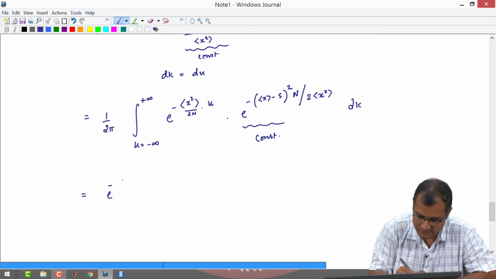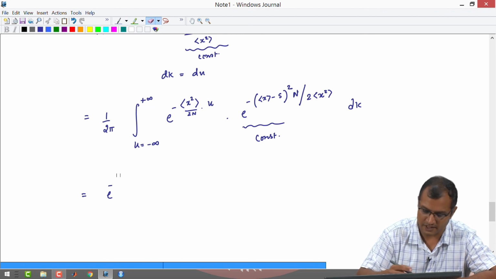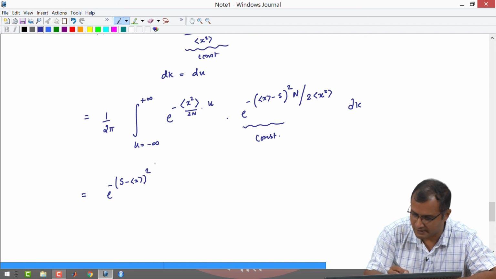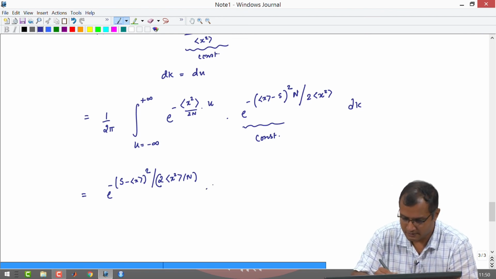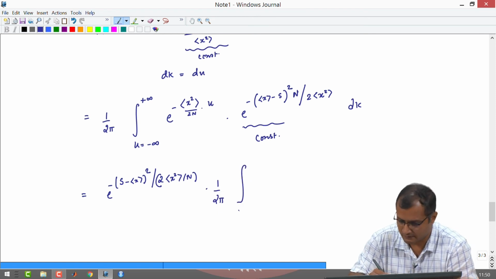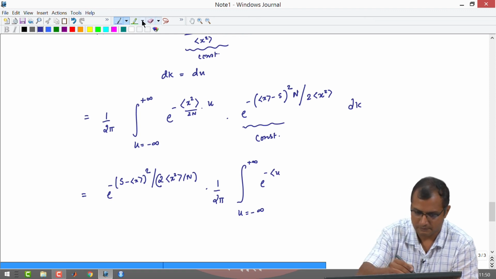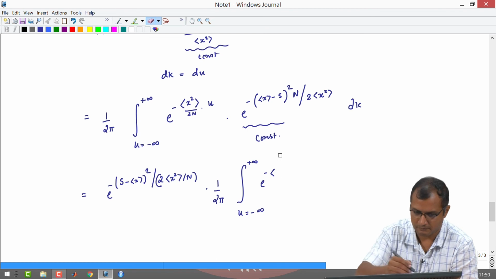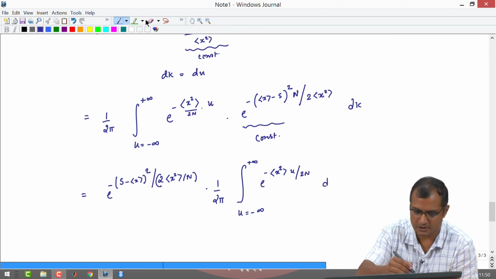So what I'll have is basically e raised to minus, and I can write mod x minus s the whole square as s minus mod x the whole square. Okay, the square of a negative number is the same as the square of the positive number. So I can write this as s minus mod x the whole square divided by 2 into x square by n. Fine, and this is multiplied by 1 upon 2 pi, and the integral going from minus infinity to plus infinity of e raised to minus x square into u by 2n d of u. This is a du, okay, this is not dk, this is d of u.